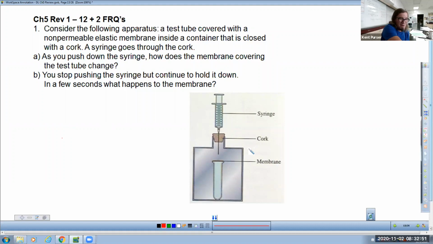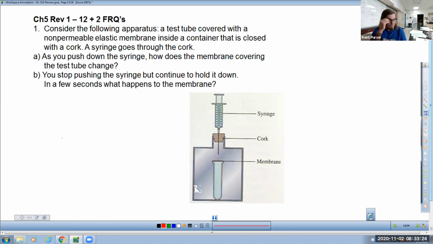I know I said 4 minutes, but you probably didn't need more time than that if you were just making a quick guess here. As you push down on the syringe, how does the membrane covering the test tube change? Okay, so let's consider what we know inside of this closed container here. The way this is set up with a non-permeable elastic membrane, I think we call that a balloon, right? Like a latex balloon or whatever you're thinking right now. It could be a condom. It just allows some flexibility to it. It's covering the top of this, all right?